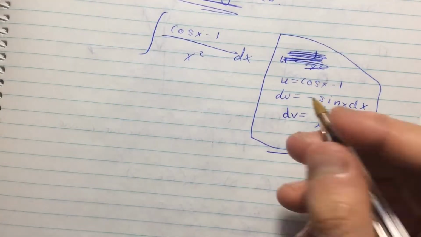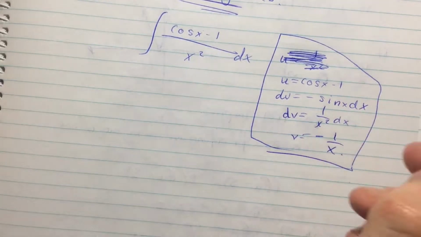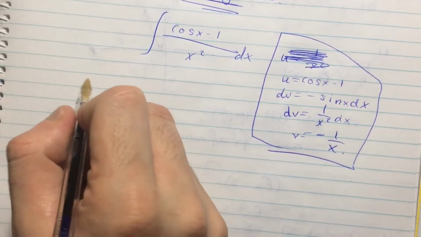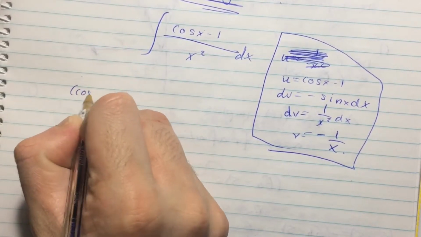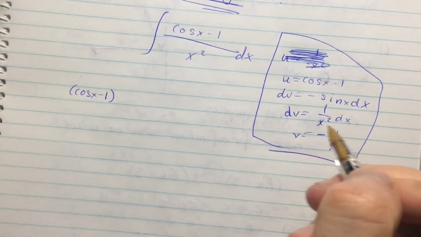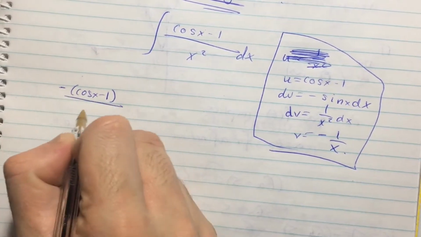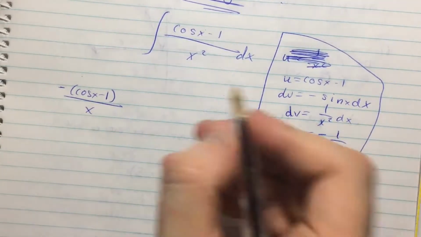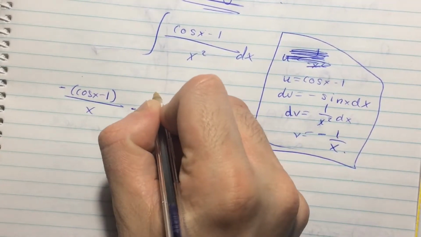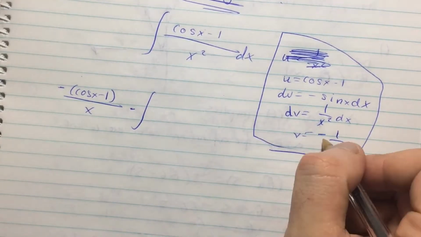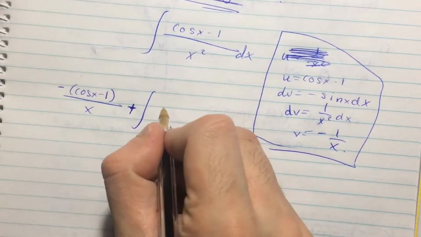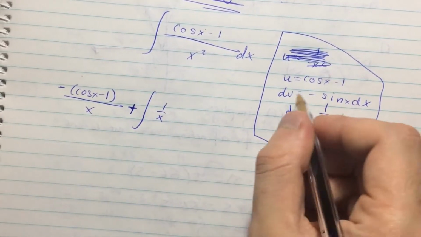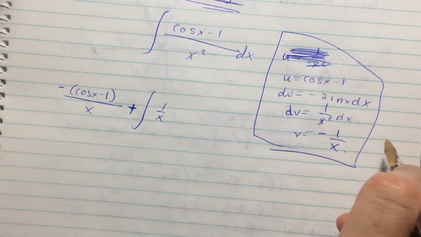So now let's do integration by parts once. So uv minus integral v du. I'm pretty sure we've got that by now. So u is cosine x minus 1, v is times minus 1 over x. So I'll just write negative cosine x minus 1 over x, minus the integral of v du. But v is just minus 1 over x, so this is plus 1 over x, and du is negative sine x dx.